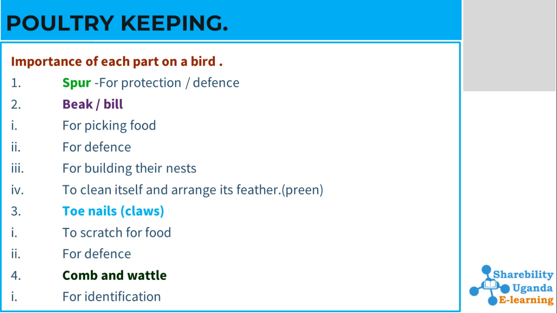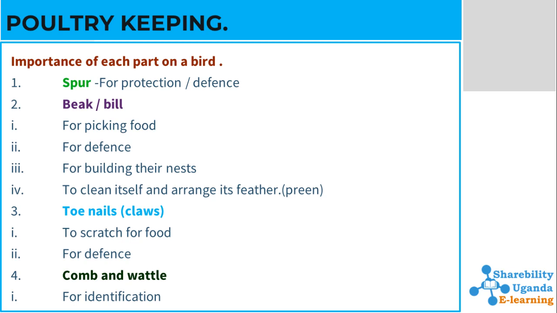We have a spur on a hen or a cock used for protection or for defense. Then we have the bill, which is used for also defense and then for picking food, generally for eating. It is also used by birds for building their nests or their houses.